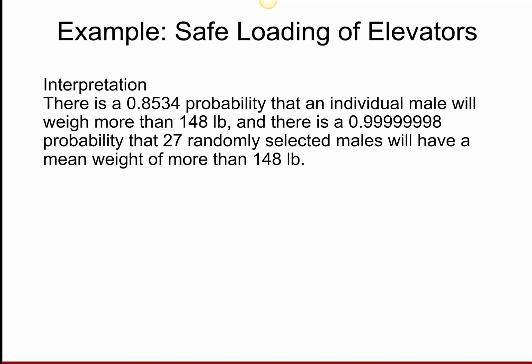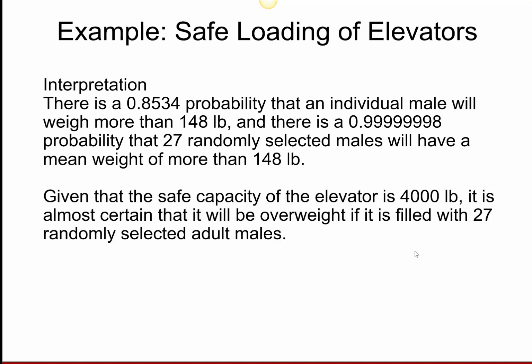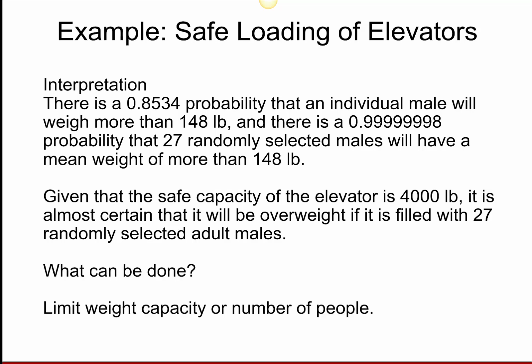So the interpretation here is an 85% chance that an individual male would weigh more than 148, and an almost certain probability that 27 randomly selected males will have a mean weight greater than 148. Given the safe capacity of the elevator is 4,000 pounds, it is almost certain that it will be overweight if it's filled with 27 randomly selected adults. So what can be done? You could limit the weight capacity or the number of people, or both.